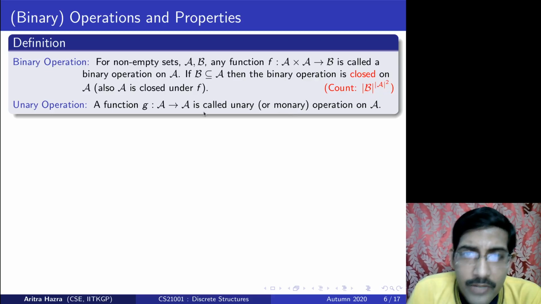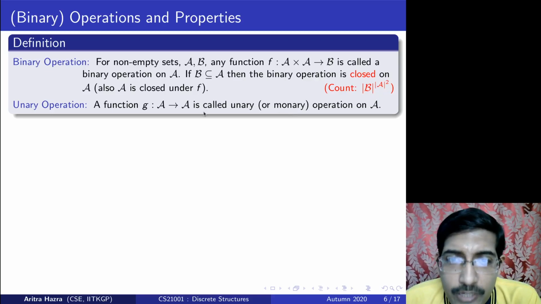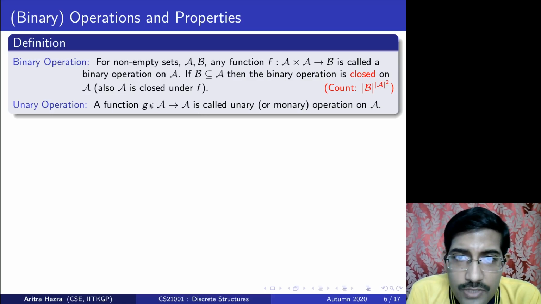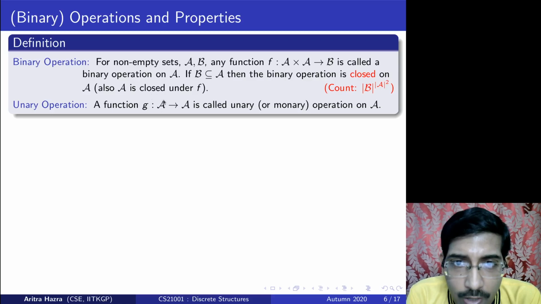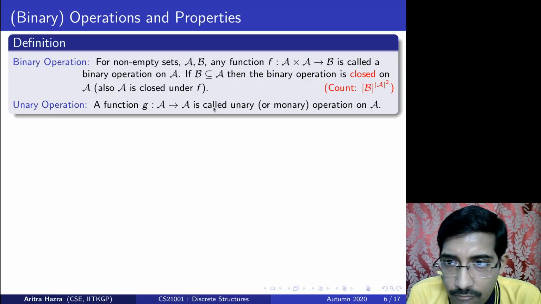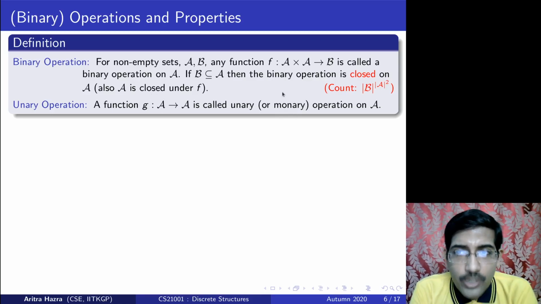Unary operation, you have used it to make unary minus, that is minus 2, minus 5, such minuses. So it's a particular operation defined over an element of itself to itself. It's called unary or sometimes monary operations.